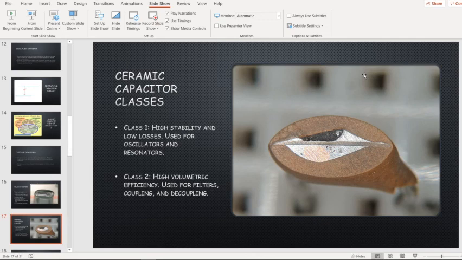And class 2, which is high volumetric efficiency, is used for filtering, coupling, and decoupling. And these are the reason why they replaced tantalum. Now, tantalum is a conflict mineral, so now it's very expensive to mine tantalum and buy it. And on top of that, they have a very dangerous explosive, not dangerous per se to people, but dangerous to the circuit. Explosive and fiery failure mode, and they stink a lot when they fail, and they have a tendency to short for no good reason. And they're polarized, and they're also very, very touchy about overvoltage.